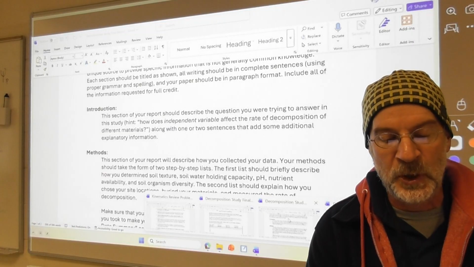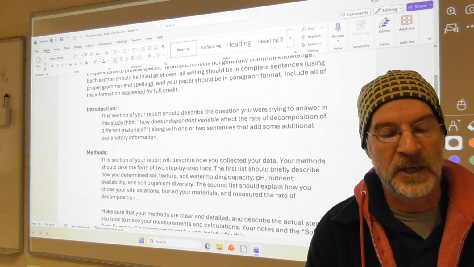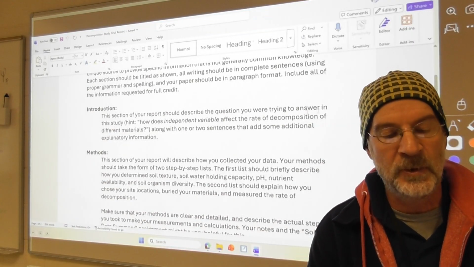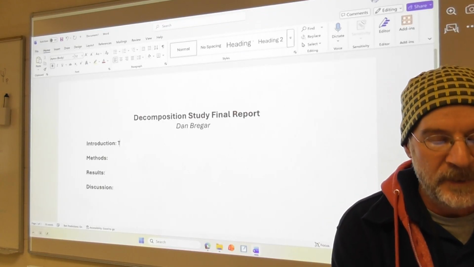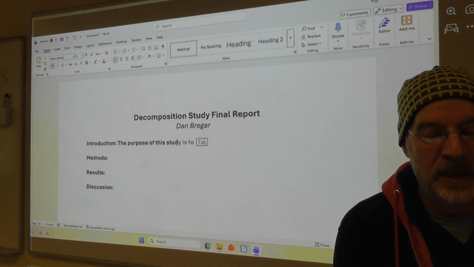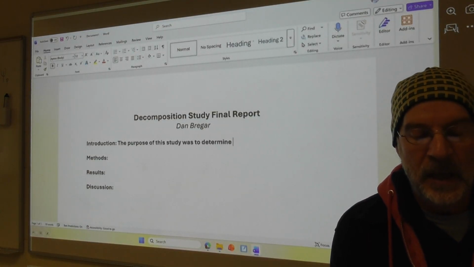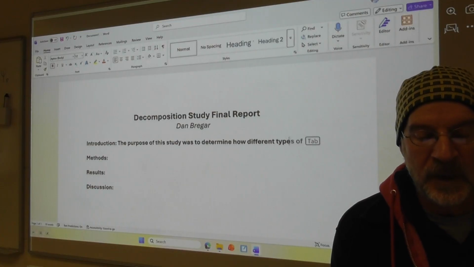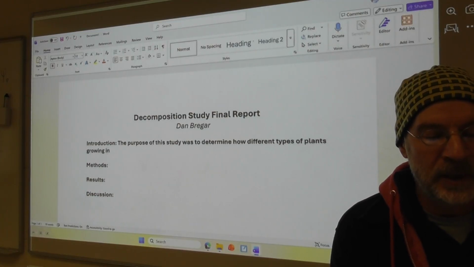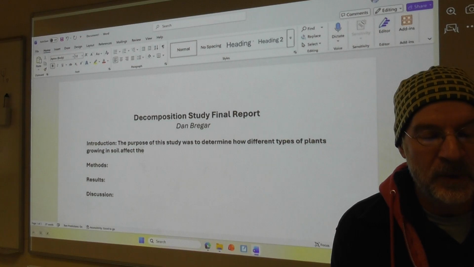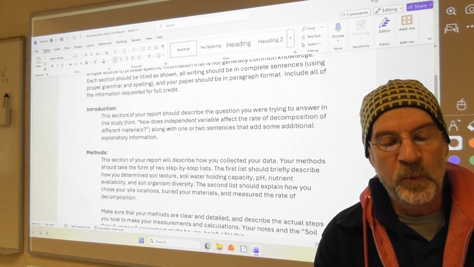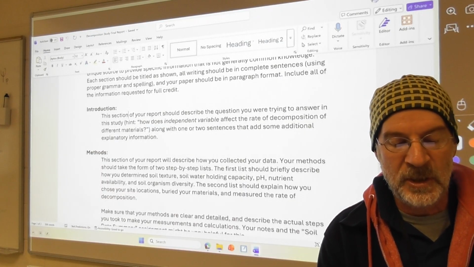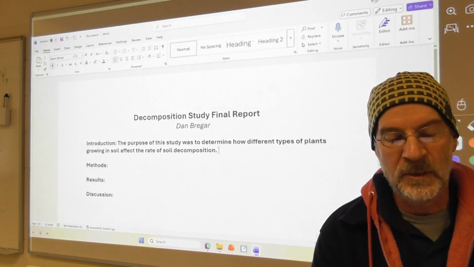So I'm going to show you how I would do this. I'm looking at this. This section of your report should describe the question you were trying to answer in the study. Okay? So my question might have been, the purpose of this study was to determine how different types of plants growing in soil affect the rate of soil decomposition. And then, along with one or two sentences that add some additional explanatory information. Okay, I can do that.